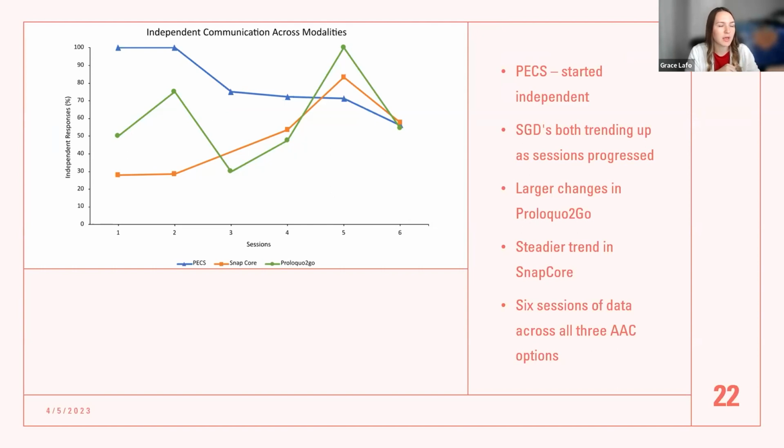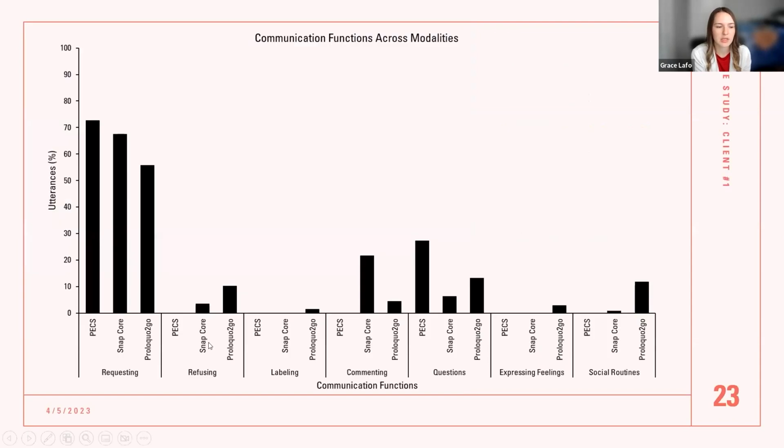You can see that because of his history with PECS, he started out at 100% independence, and then I think he shifted up into the next phase of PECS, and that's where we saw a little bit of a decrease in independent responses. But overall, the trends for SnapCore and Proloquo are increasing. There was a little bit more fluctuation with Proloquo, but a steadier trend with SnapCore. We only had 6 sessions of data because we started about halfway through the semester, and the semester ended before we could completely finish it and get some more stabilization in the data.